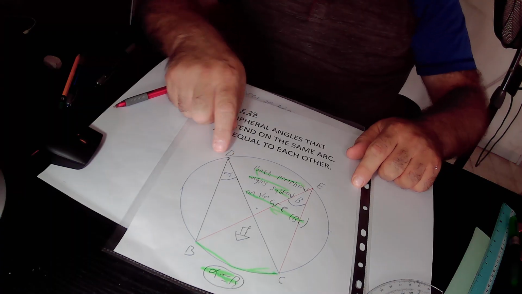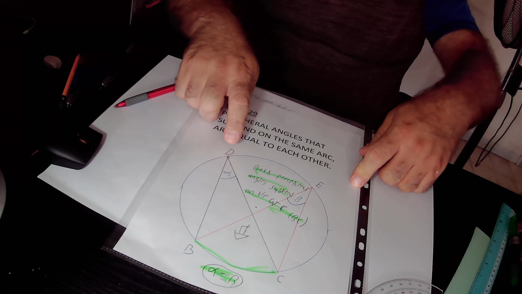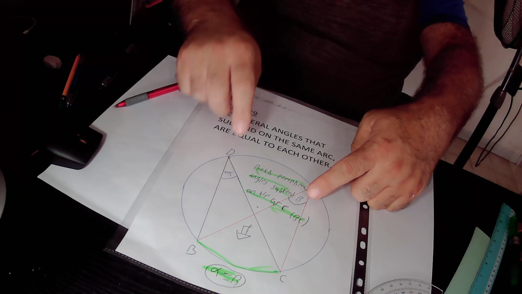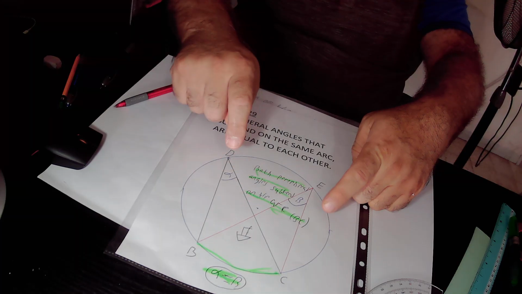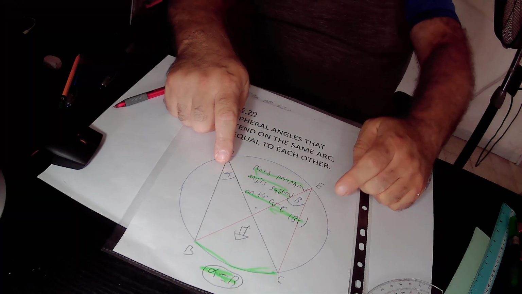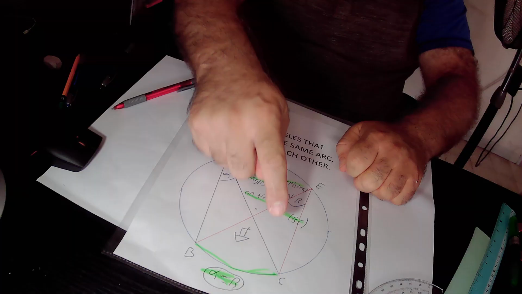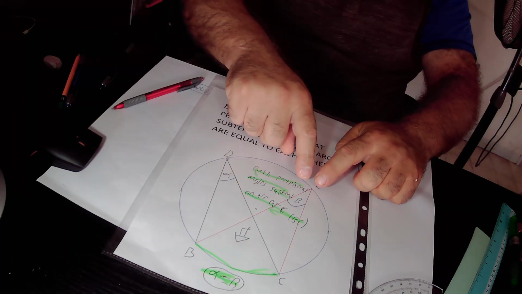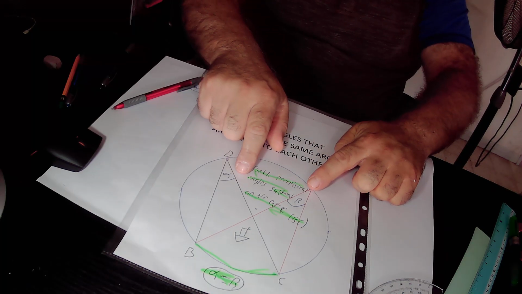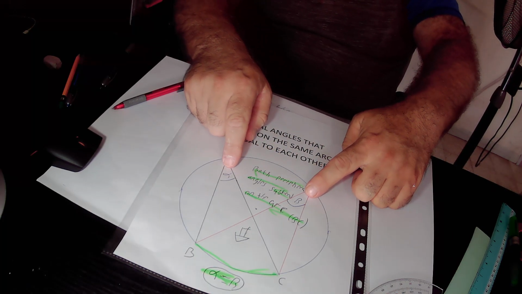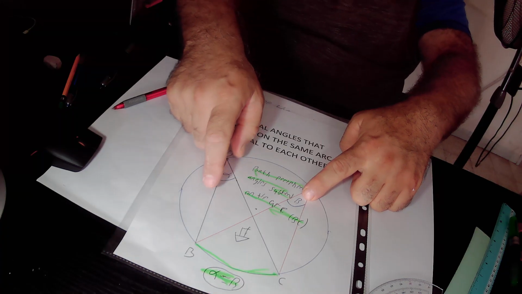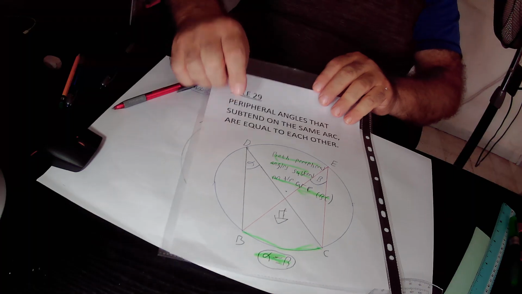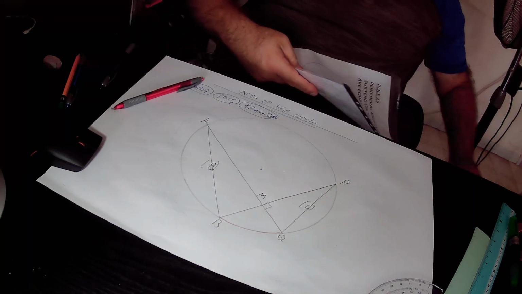This is peripheral angle BDC, and this is peripheral angle BEC. They both subtend on the same arc BC, and therefore they are equal to each other. That is to say, angle BDC equals alpha, peripheral angle BEC equals beta, or alpha equals beta. So we can actually implement rule 29 in our drawing.